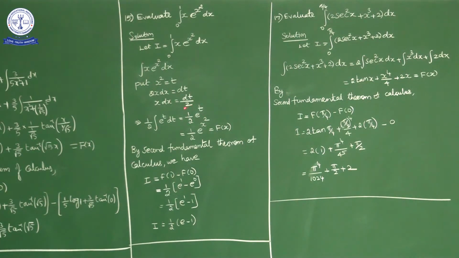What is t? t is x square, no? Half e power x square. This is capital F of x. Okay. Now by second fundamental theorem of integral calculus, what is I? I is equal to F of upper limit minus F of lower limit. What is lower limit? 0. What is upper limit? 1. So I is equal to F of 1 minus F of 0. So if you write 1 here, half e power 1 minus half e power 0. So half common, half e power 1 minus e power 0. e power 0 is how much? 1. So what is the final answer? Half into e minus 1.